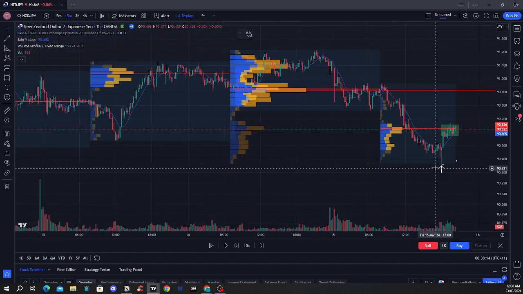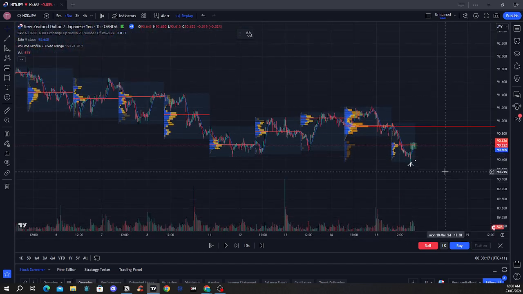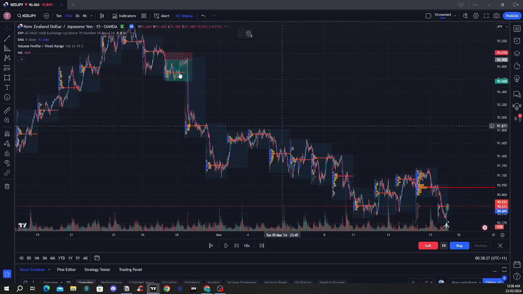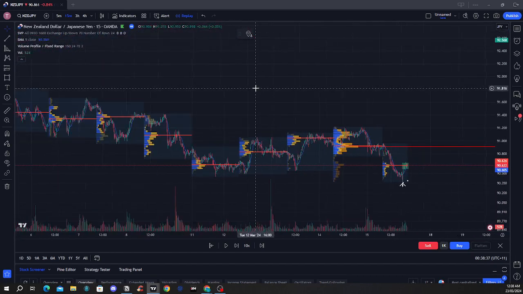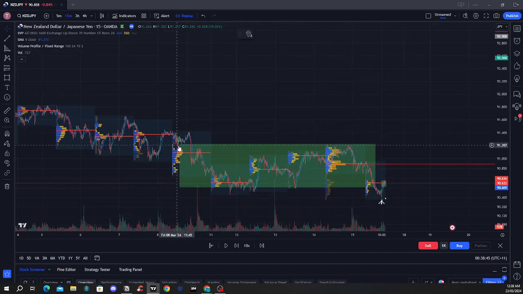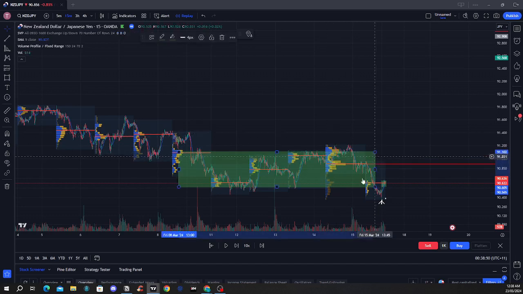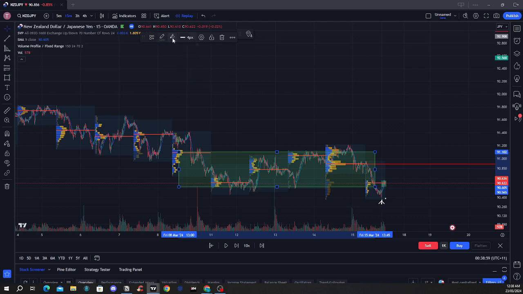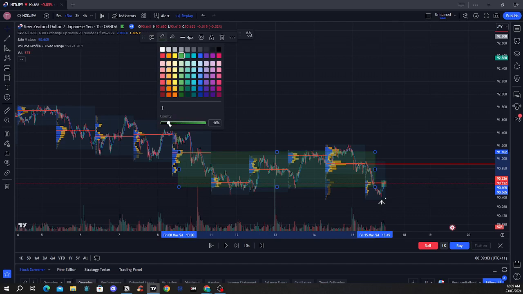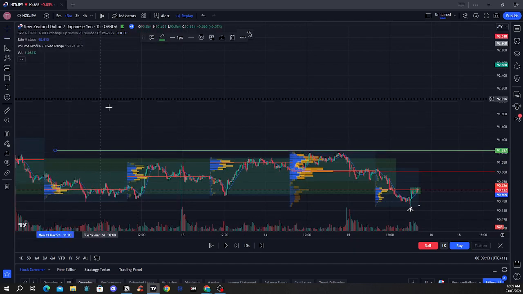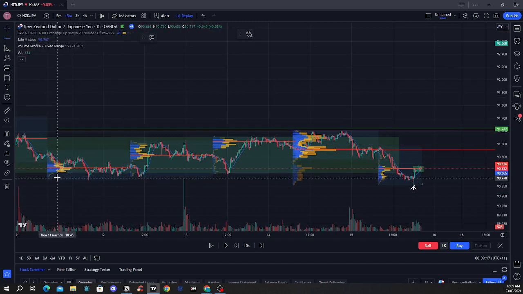Now, if I was to take a look at the price structure further out, okay, we can see that I've taken a short up here. We're in a downtrend. Excuse me. Price has flattened out in this area, and we are currently in a range. Top of the trading range here.